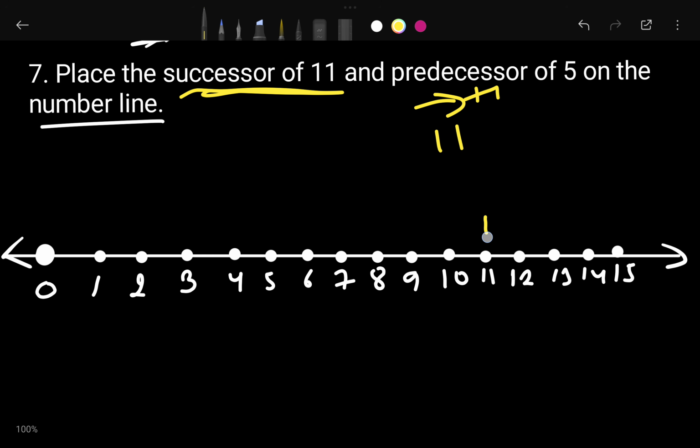The successor of 11, so this is 11. If you add 1 to 11, then it's going to be 12. So the successor of 11 will be 12. This I already did on the number line.